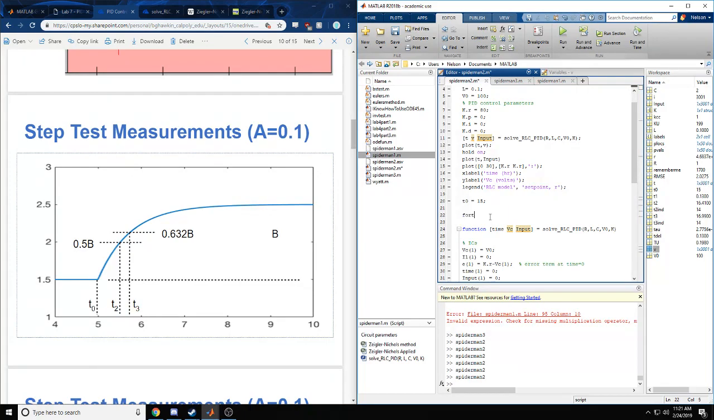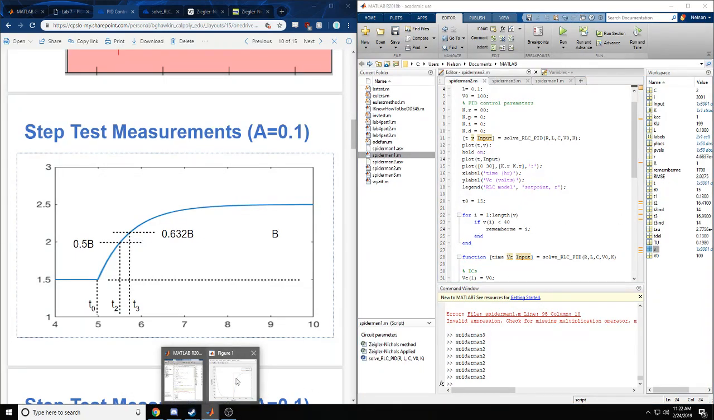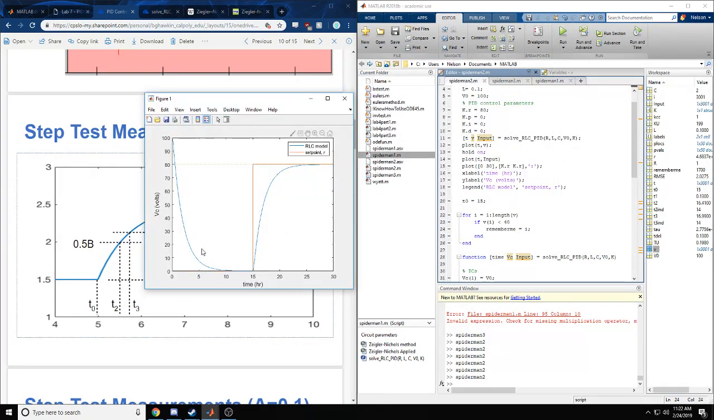I'm just going to say for I equals 1 to the length of V. If V of I is less than 40, remember me equals I. Else, or else do nothing. So, end. So what this does is, if we look at our graph, and this is the voltage value, every time the voltage value is less than 40, we're going to record that value.